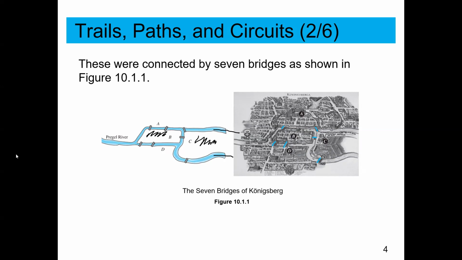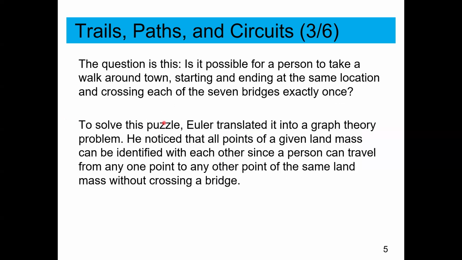Now, the question that Euler dealt with, and it's a really good question, is: is it possible for a person to walk around the town, starting and ending at the same location, and cross each bridge exactly once? In other words, if I start here, can I move around and cross every single bridge and get back to A, but I have to cross every bridge once and only once. So no bridge can be used twice and no bridge can be skipped.